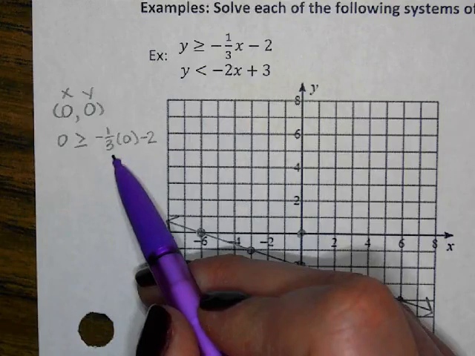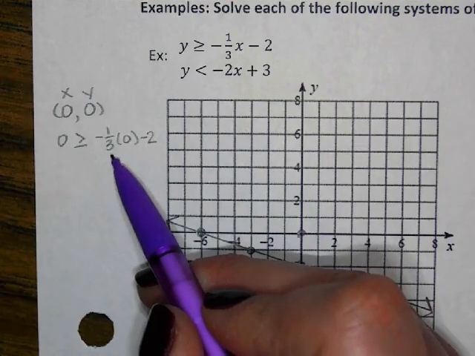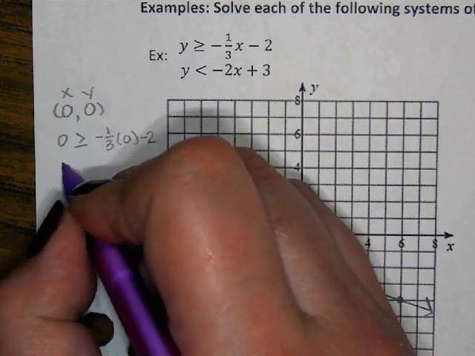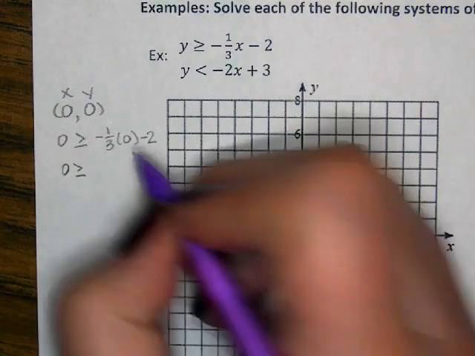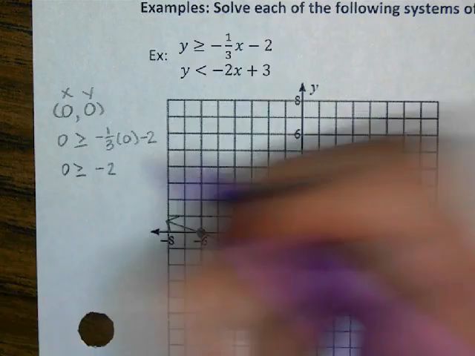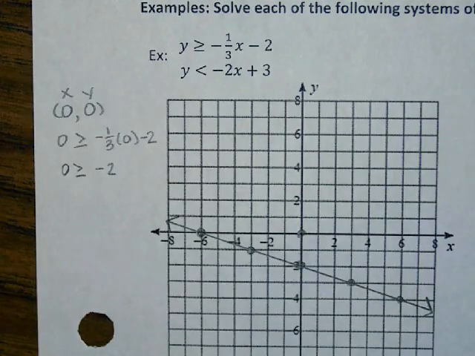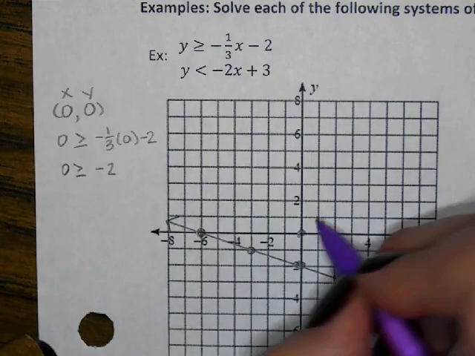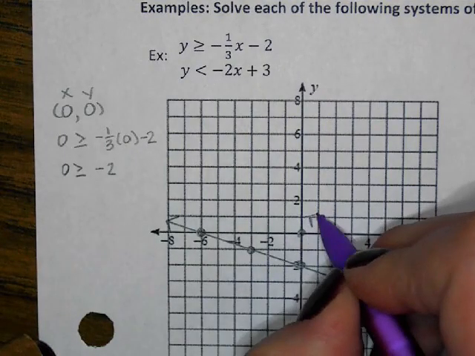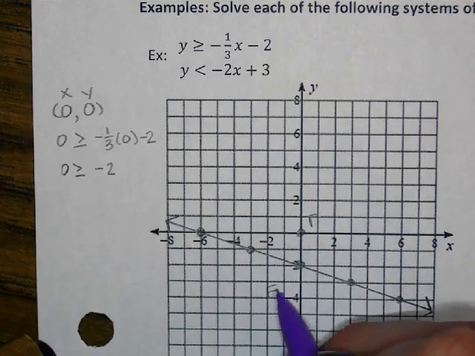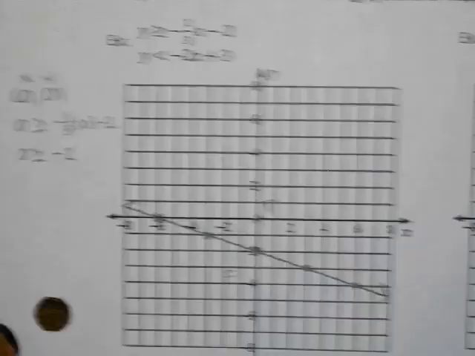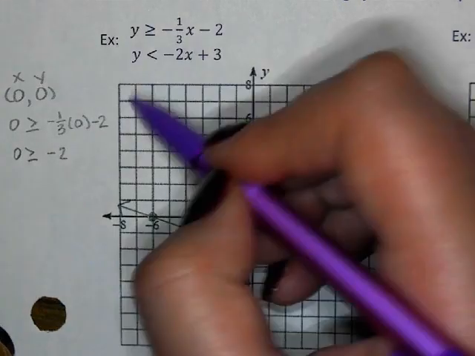Anything times 0 is what? 0. So we've got 0 is greater than or equal to negative 2. Is it true that 0 is bigger than a negative number? That's true. Okay, so this is where the stuff is true. If the point is true over here, that means it's false over here. And then where do I shade? I shade where it's true.